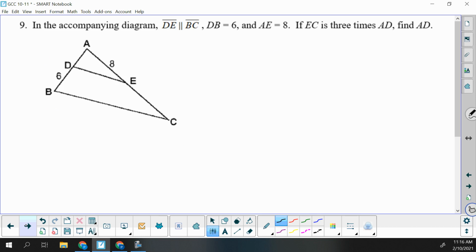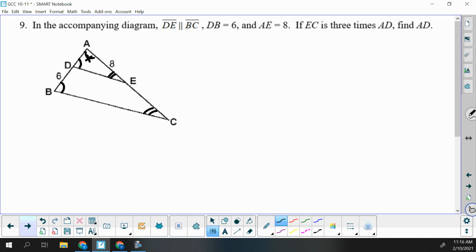Moving on to 9, we've got parallel lines. So when you have parallel lines, you have congruent corresponding angles. And then you've also got a reflexive angle there. So therefore, we know these triangles are similar. Because they are similar, we can then do a proportion for the sides.